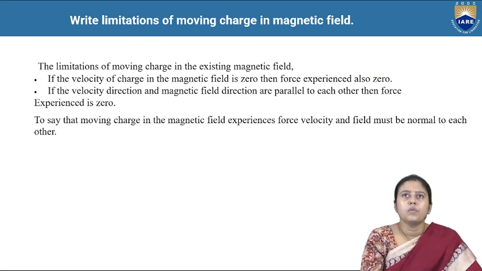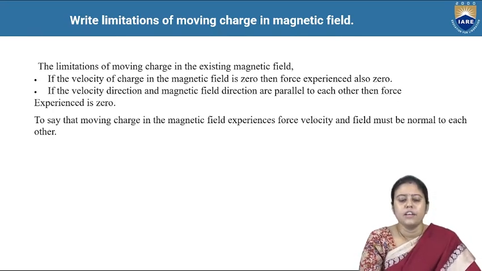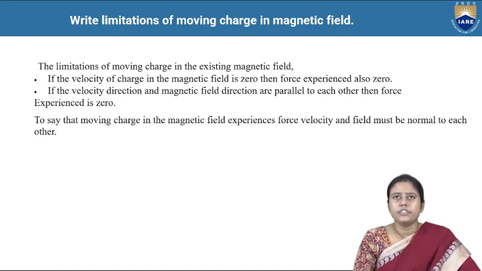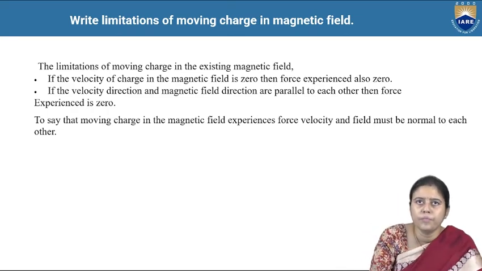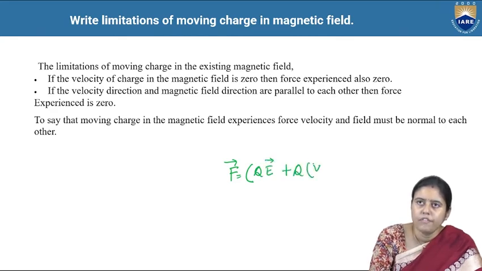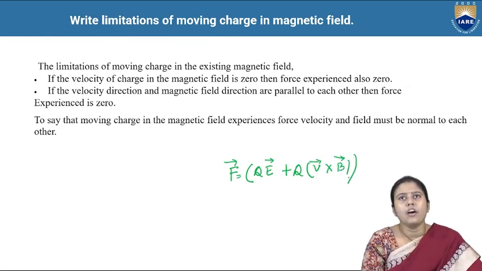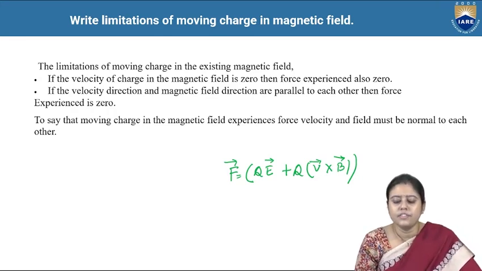So we move to question number 3. Write the limitations of the moving charge in magnetic field. What are the limitations? First we will write the main equation: F equals Q into E plus Q V cross B. Now, if the velocity of the charge in the magnetic field is 0, then the force experienced is 0.